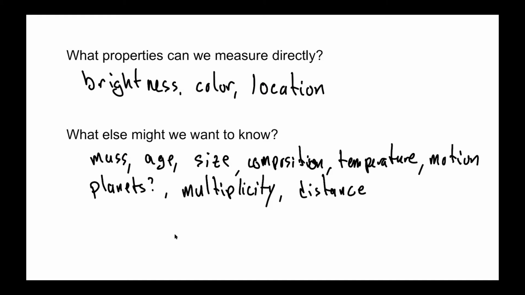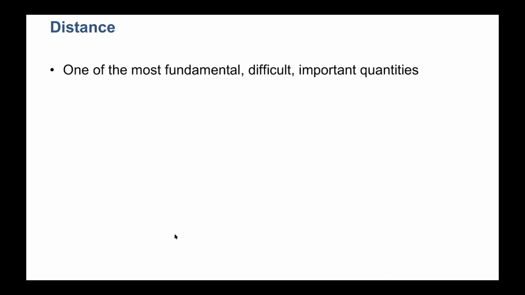We have to be more clever about how we're going to measure distances to those things. So that's the first thing we're going to talk about, is distance. It's one of the most fundamental, difficult, and important quantities to measure in all of astrophysics. And it is a big reason why there are large uncertainties in certain parameters in astrophysics, because until recently, we haven't had good ways of getting actual distances to objects.